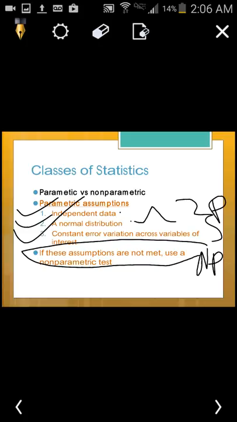Constant error variation across variables of interest. Oh, that means you want to keep your errors about the same. You still want to keep those errors down, but you want to at least keep the level of error consistent. You don't want one set of data to be 99% accurate, 1% error, and the other two be 40% accurate and 60% error. That wouldn't be a very good comparison. So you want to keep the whole 99% accurate to 1% error throughout your data that you're comparing. Pretty consistent. That's what that's saying.